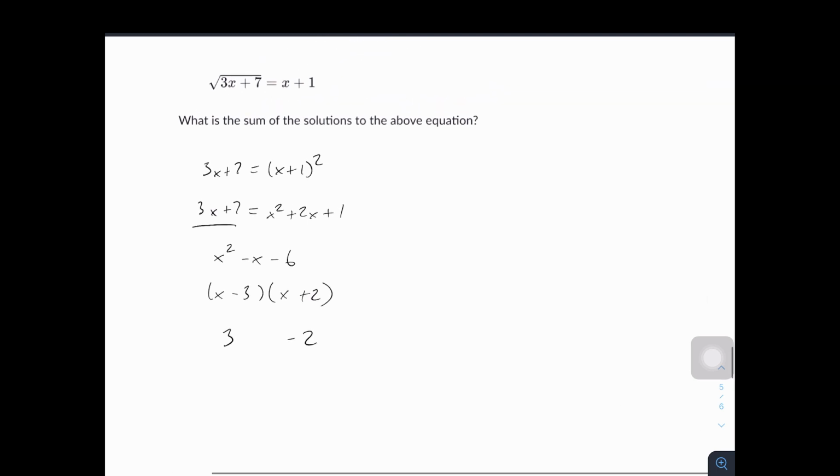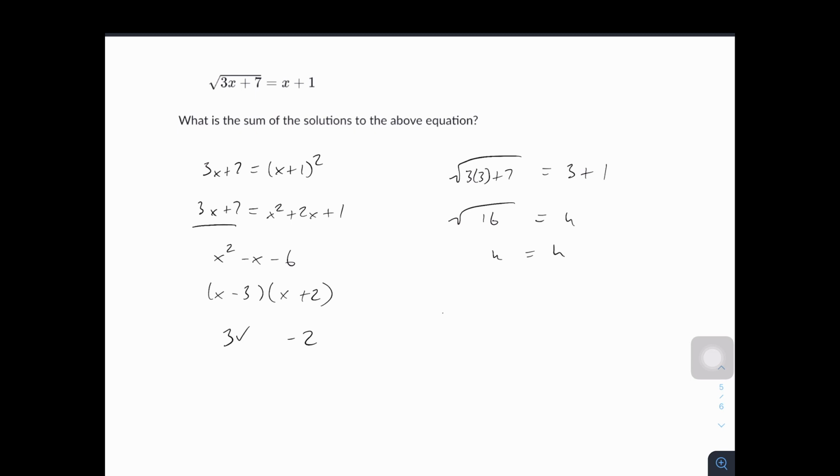And now let's check if they're valid. So square root of 3 times 3 plus 7 is equal to 3 plus 1. Square root of 9 plus 7 is square root of 16, which is equal to 4. And 3 is a valid solution.